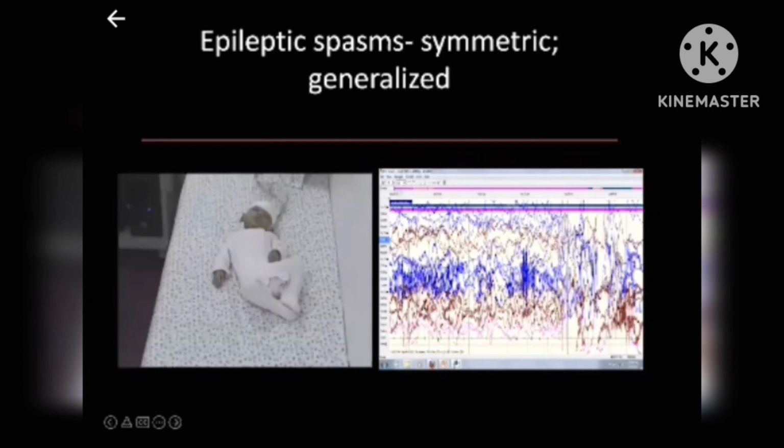Now, you can get devastating seizures in children. You can see this. You should never miss this.